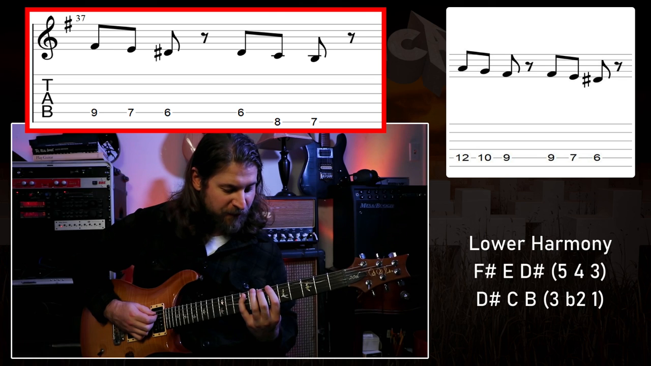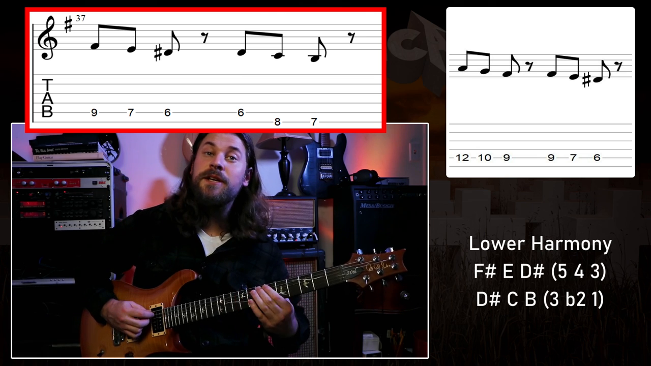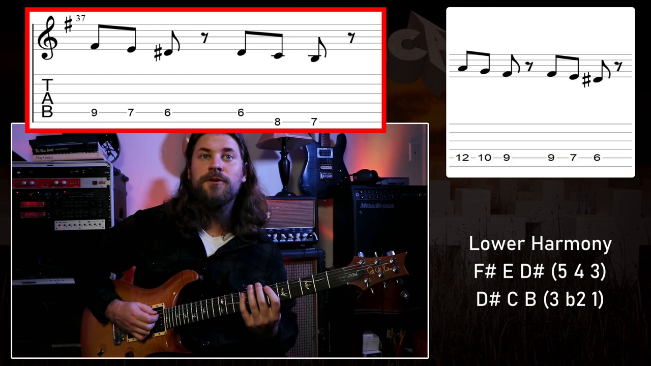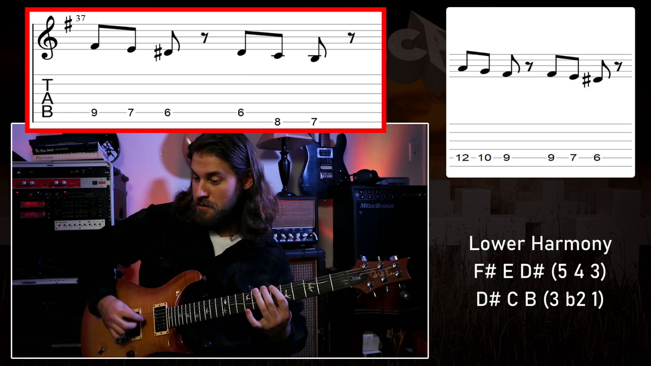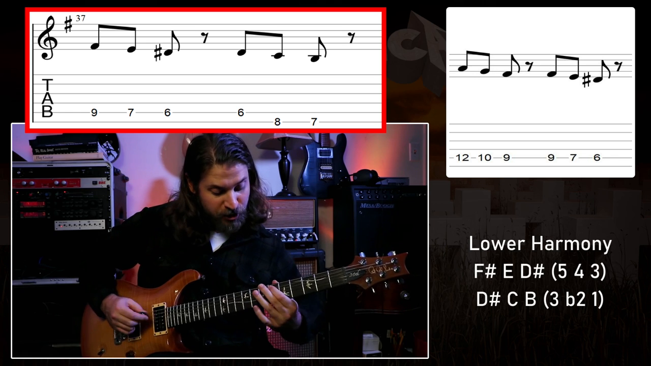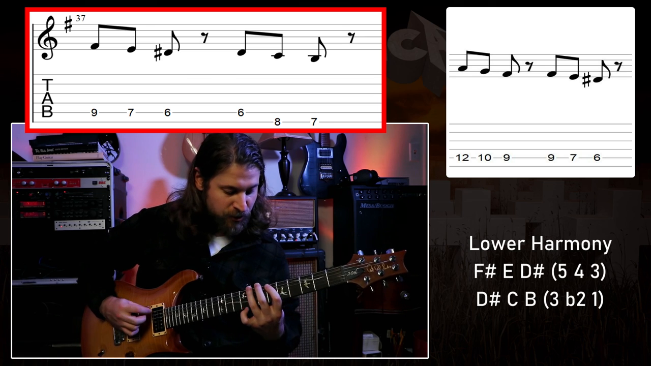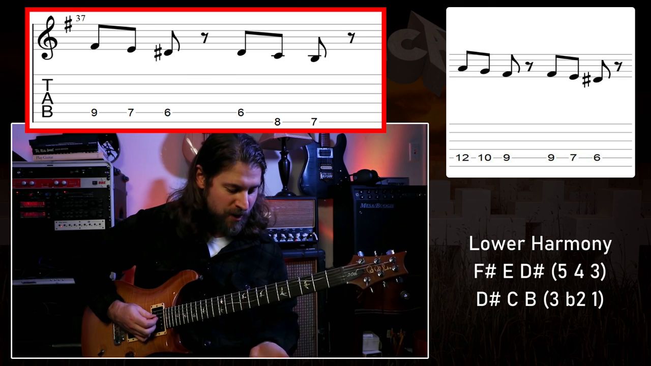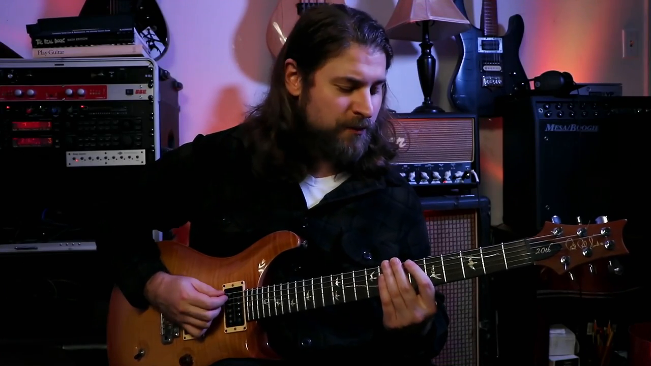So that's at the 9th fret to the 7th to the 6th on the A string, going F sharp, E, D sharp, okay, which is the 5th, 4th, and 3rd scale degrees. And then coming to D sharp, C, B, or 6 on the A, going to 8-7 on that one right there. So we got that harmonic minor motion going. It's a raised 7th scale degree instead of a flatted 7th, so that's what the sound we're getting.